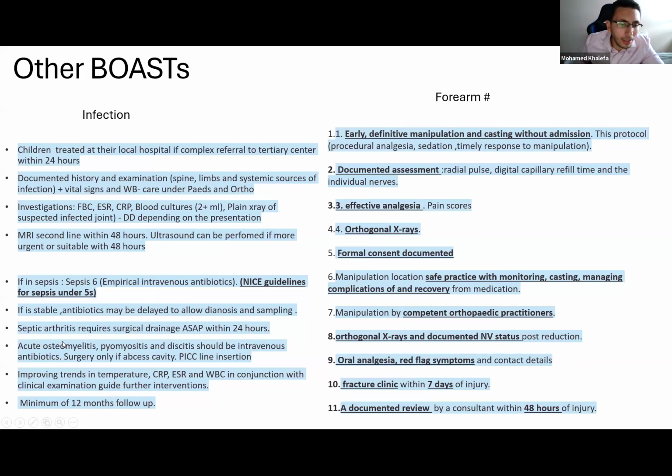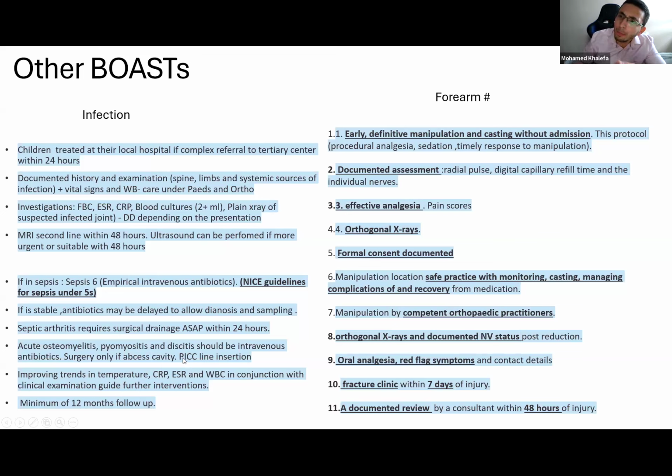If it's osteomyelitis, pyomyositis, which is like a psoas abscess, or discitis, these are the other differentials of infection in children. The treatment is IV antibiotics, not surgery. Surgery only if there's an abscess cavity, or if you cannot sample the infection and you need to, for example, blood cultures are negative. Okay, and these patients would need a PICC line.